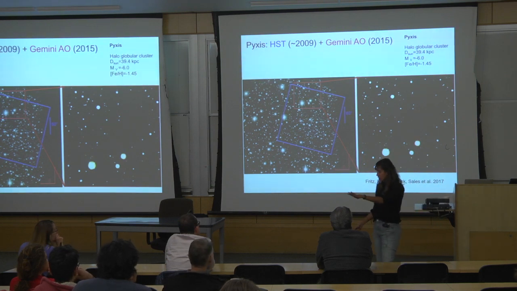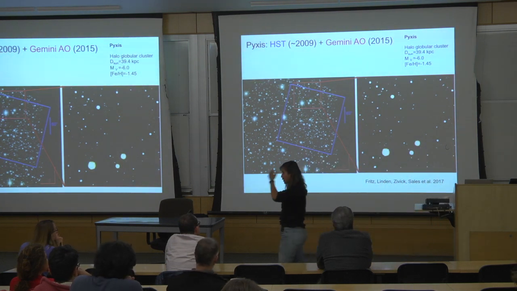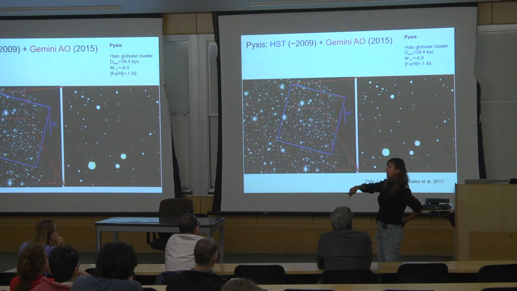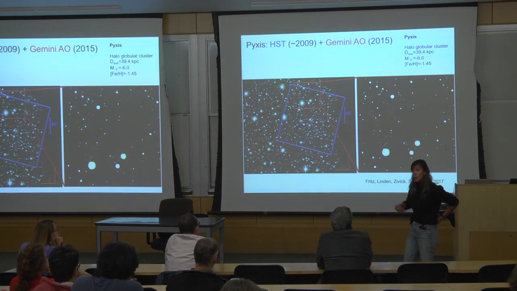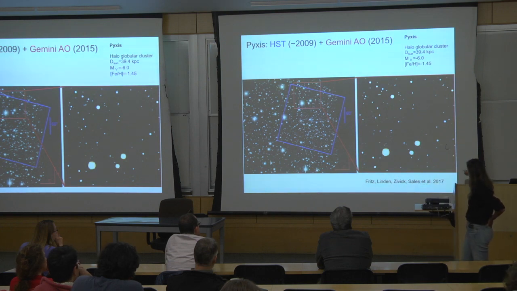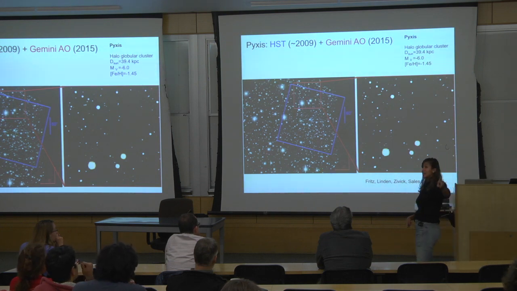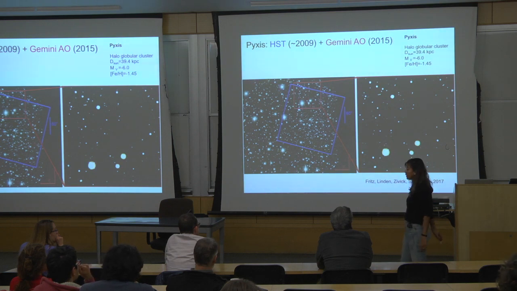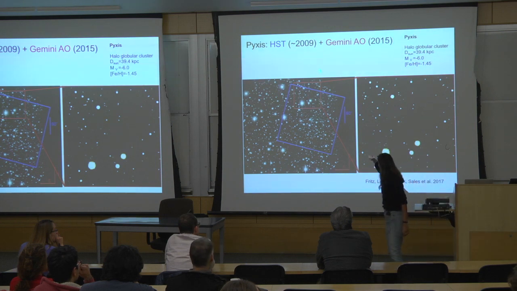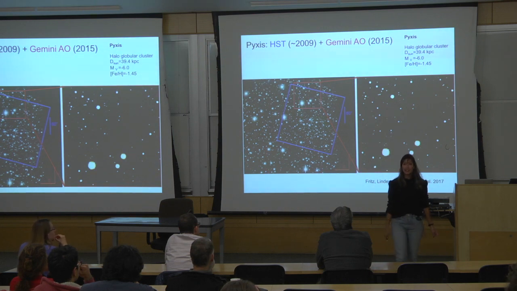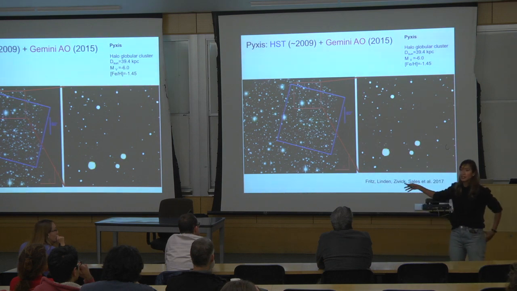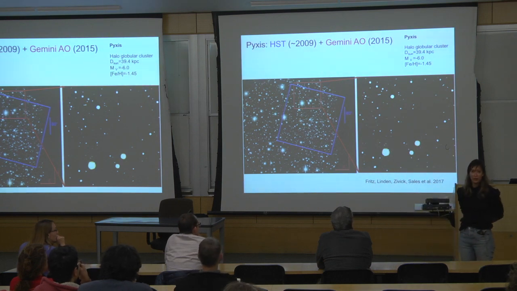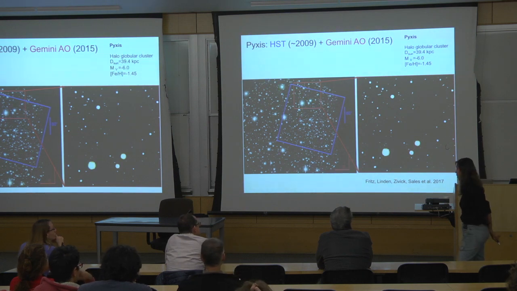But luckily, even despite all the restrictions that I was telling you about the AO system currently, there was one object, a globular cluster known as Pyxis, which is quite far out in the halo at 40 kiloparsecs, which had a field in HST from 2009 that we could observe with the system. The red square here is the AO system. That's 80 by 80 arc seconds. You can see that this blue is the HST field. So the AO system is still only a quarter of the field of view of HST, but it's still becoming interesting for halo science.